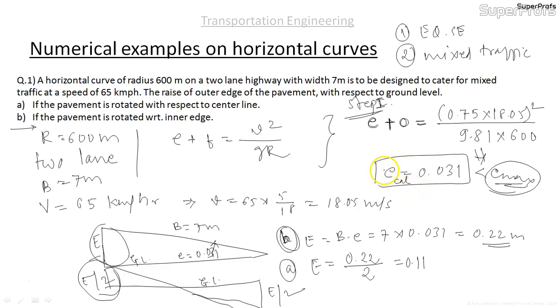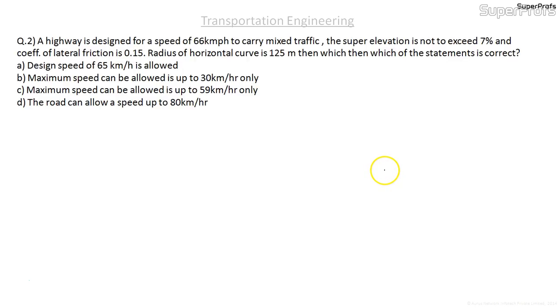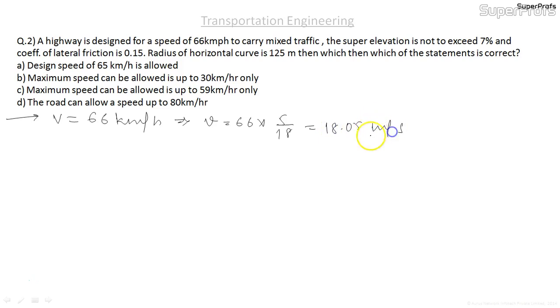So now let's move ahead to question number 2. A highway is designed for a speed of 66 kilometers per hour, which is equal to V equal to 66 into 5 by 18 equal to 18.05 meters per second. Sorry, it is not 66, it is 65 kilometers per hour.